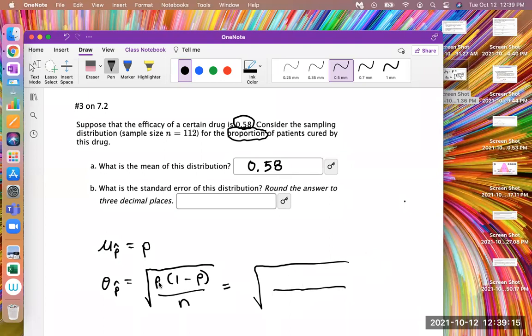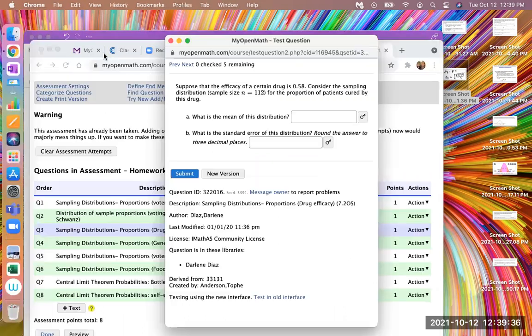I'm going to plug in for the p, the population proportion, the 0.58. And then 1 minus 0.58. And then our n is always the number in the sample, 112. Like I said, this is a tricky part. So I go to my Class Calc.